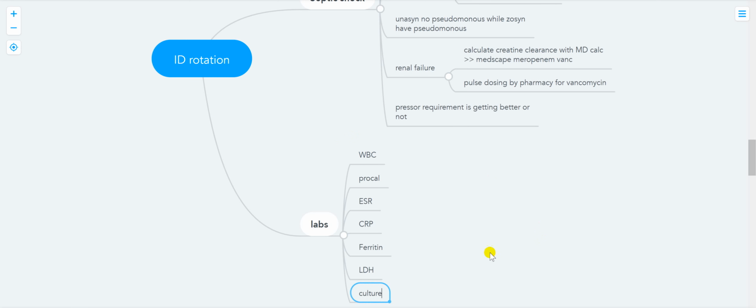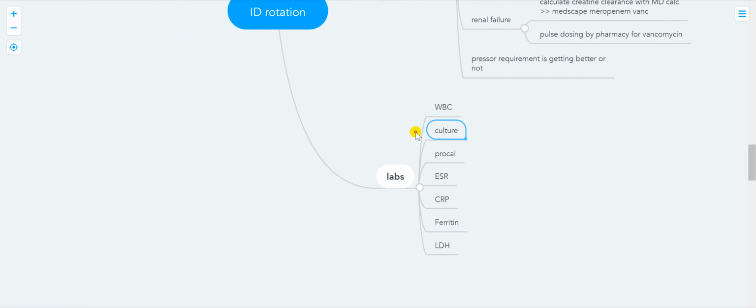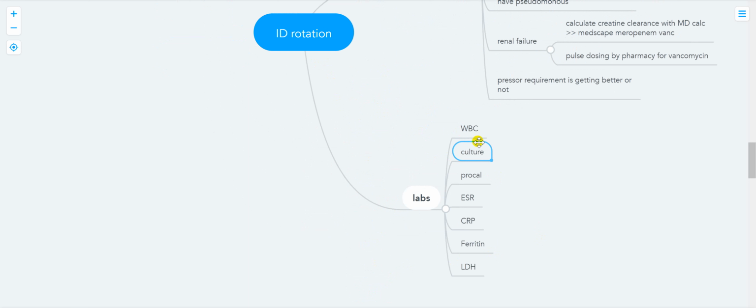Culture is very important. Culture for the wound, for the blood, but actually first. This is very important. The culture is going to decide how to narrow down your antibiotics. So this is very important.